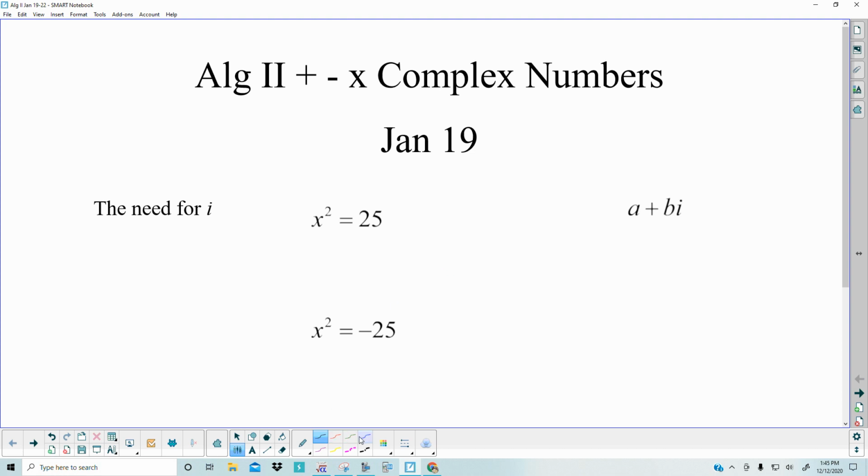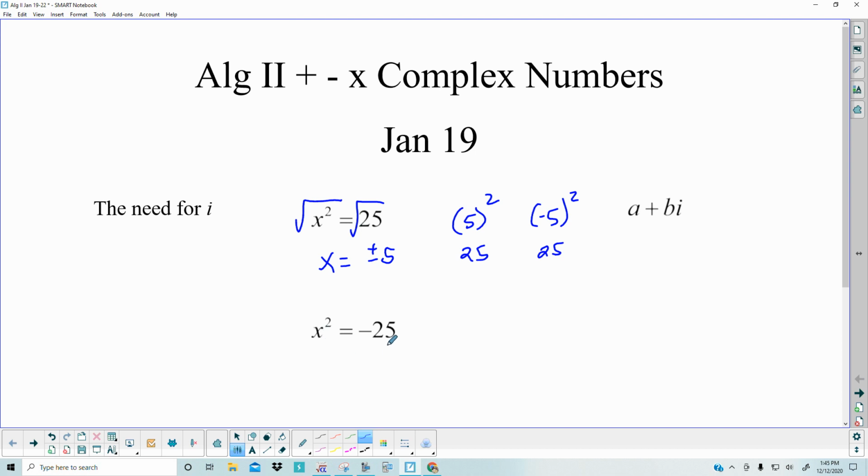And I want to start you guys out with the idea that if you were to solve this equation, you would just square root both sides. And you get x equals not just 5, but also negative 5. Because both of those, when you square them, you get 25. Okay? So this has two answers.